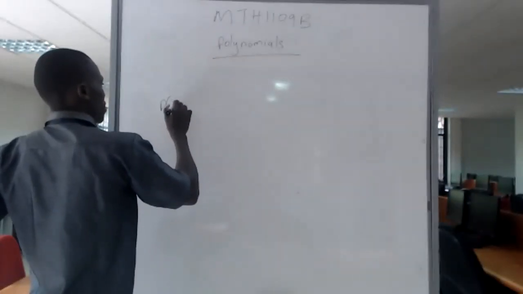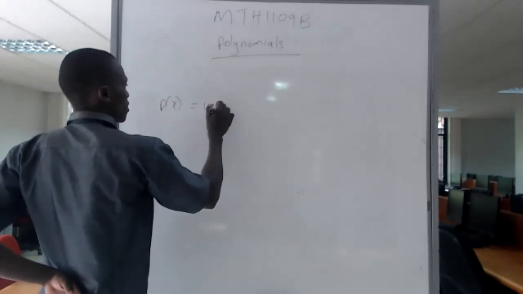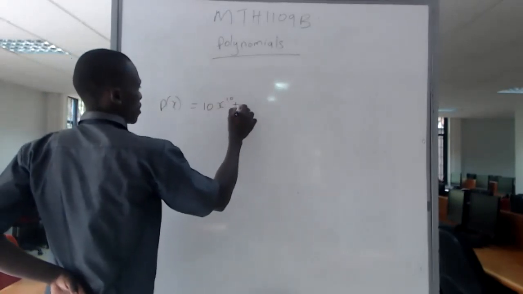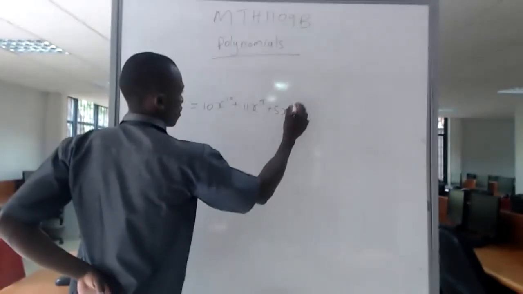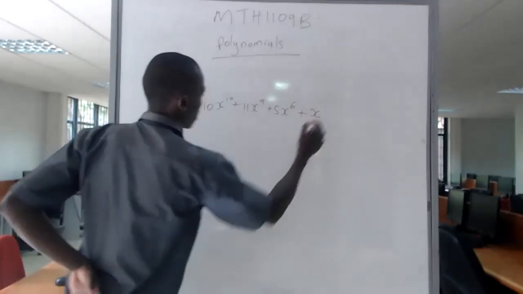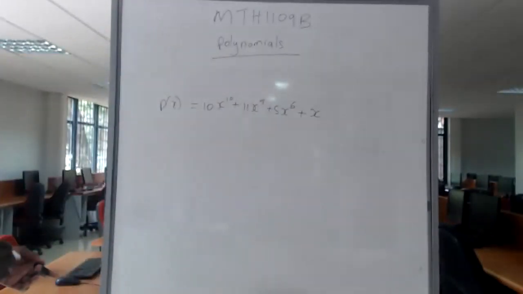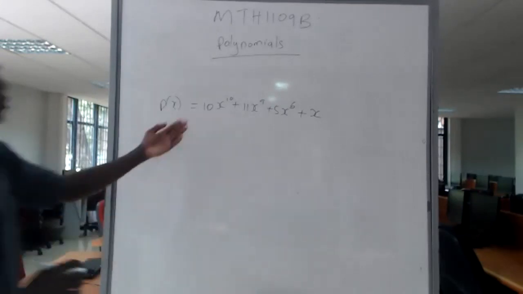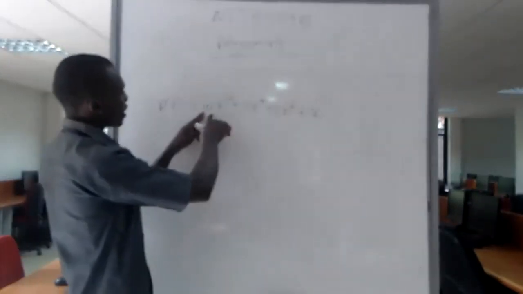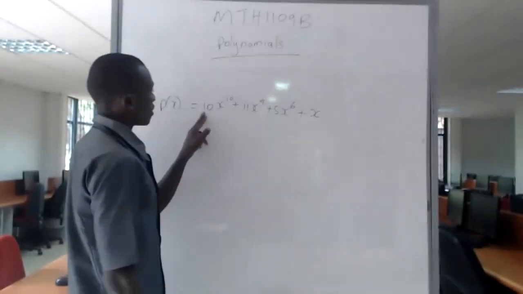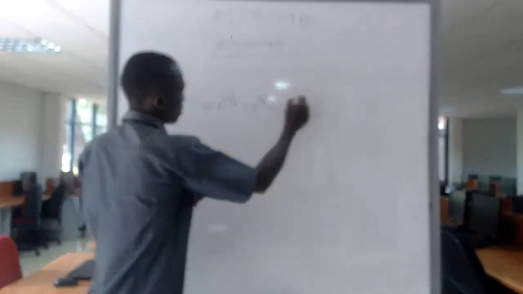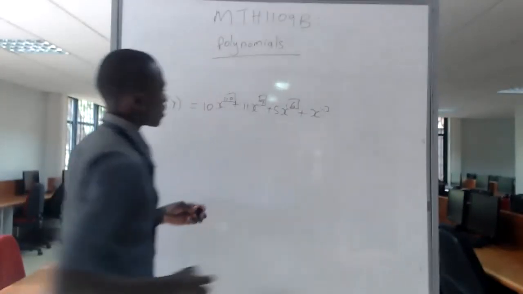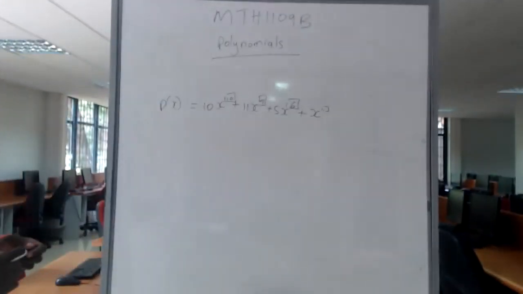For example, an expression like maybe 10x to the 10 plus 11x to the 9 plus 5x to the 6 plus x will still be a polynomial, because the coefficients are 10, 11, 5, and 1. Those are real numbers. The exponents are 10, 9, 6, and 1, which are positive integers or natural numbers.